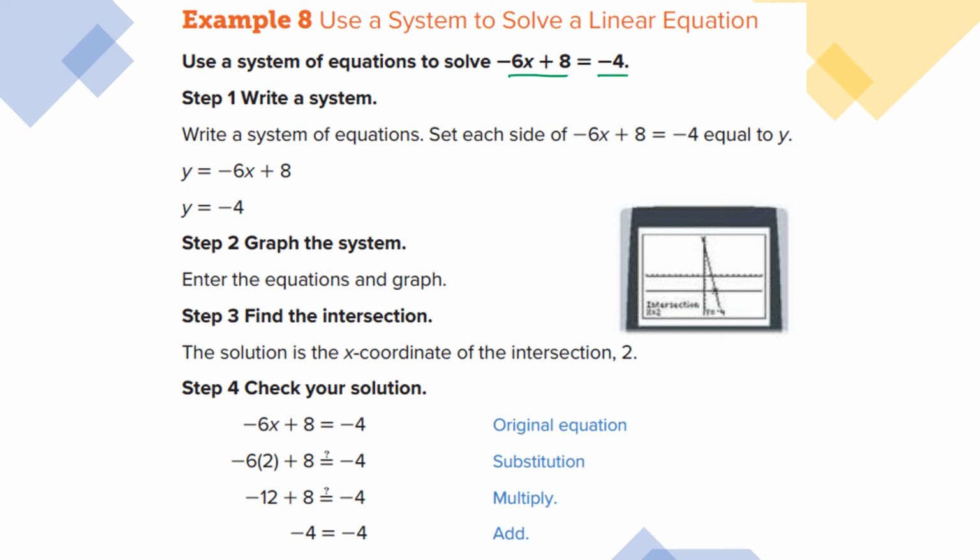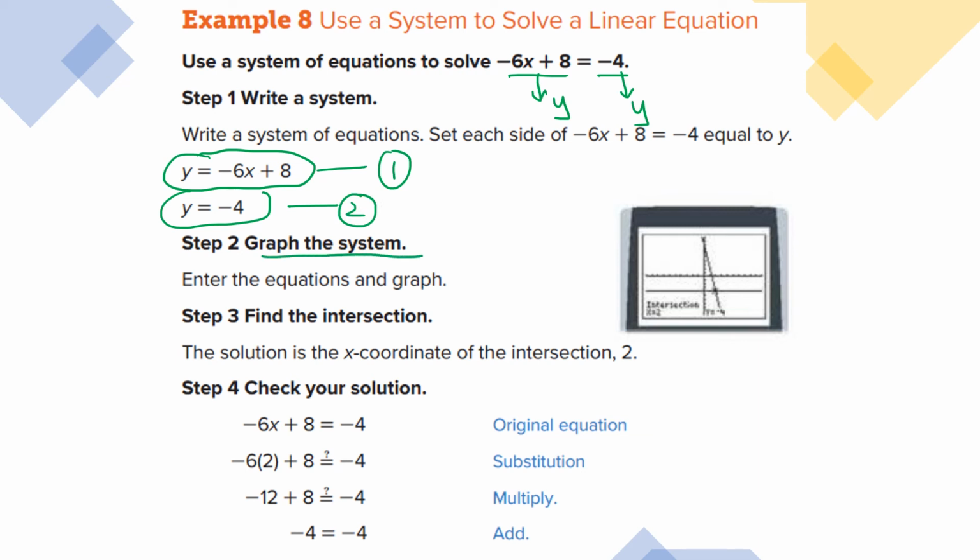So you are going to put each equation equal to y. This is also y, this is also y. So y is equal to minus 6x plus 8. This is the first equation, and the second equation will be from -4, so y equal to -4. Now these are the two equations you are going to graph in step 2.